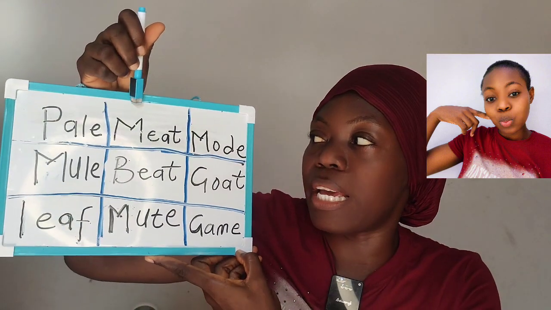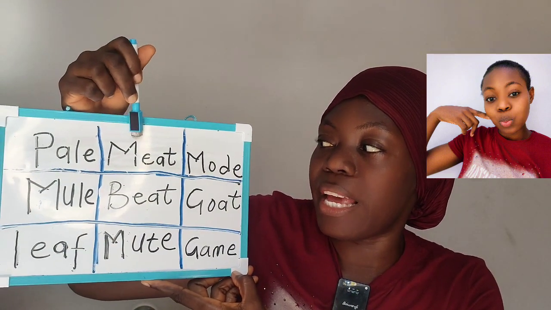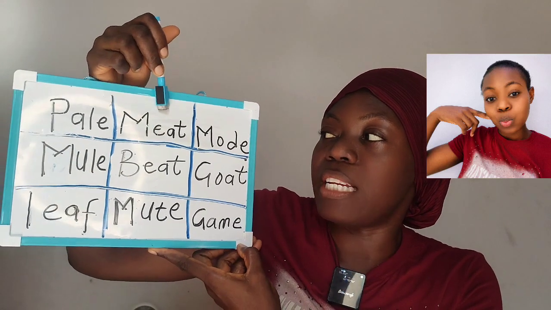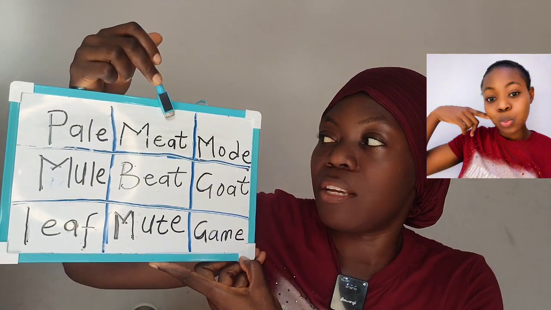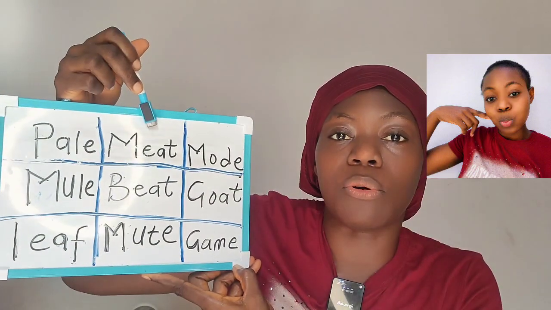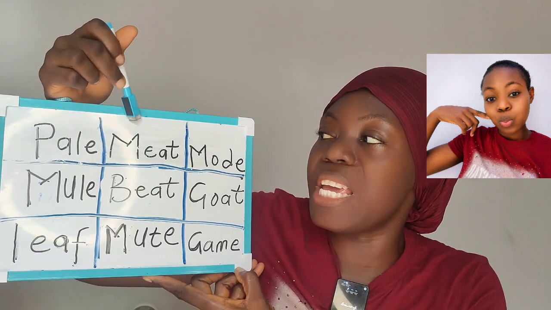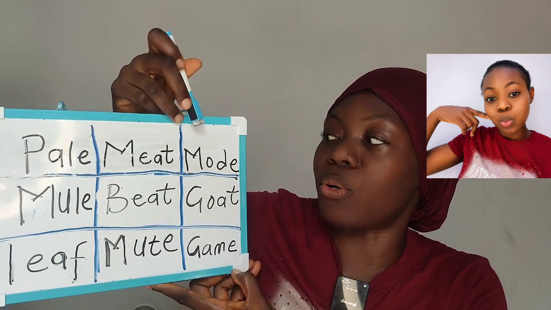The next one here is M-E-A-T. M-E-A-T is meat, right? You can hear the sound of E, meat. Whereas the second vowel in the word, which is A, goes silent. Meat. Good job. Now to the next word.